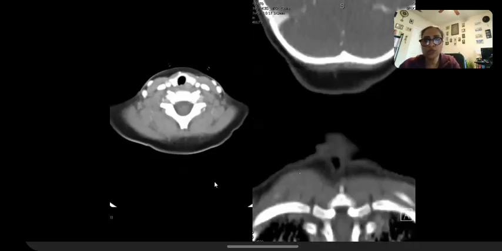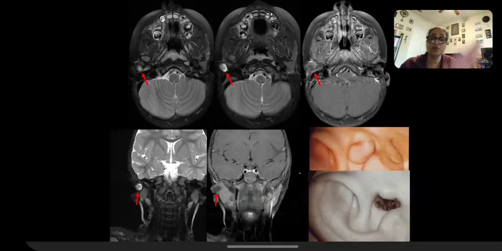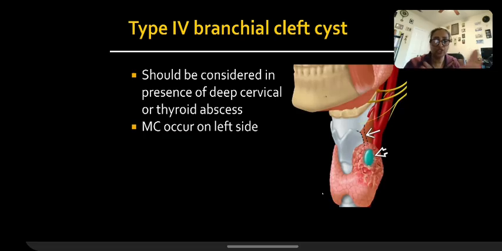So you want to be mindful. So this is an example of that type 1, which is parallel to the EAC, which goes parallel to it, doesn't go down to the parotid gland, but it goes parallel to the EAC. So here you can see the tract coming from the junction of the bony and cartilaginous portion, and it's going along the EAC to the auricular region. And this is the clinical picture of that patient. So both types you should be able to diagnose and differentiate.